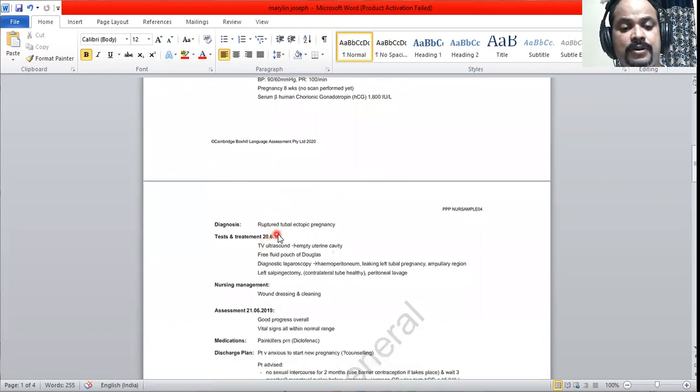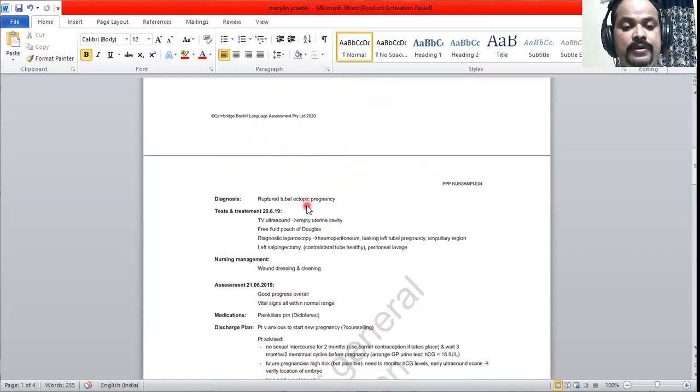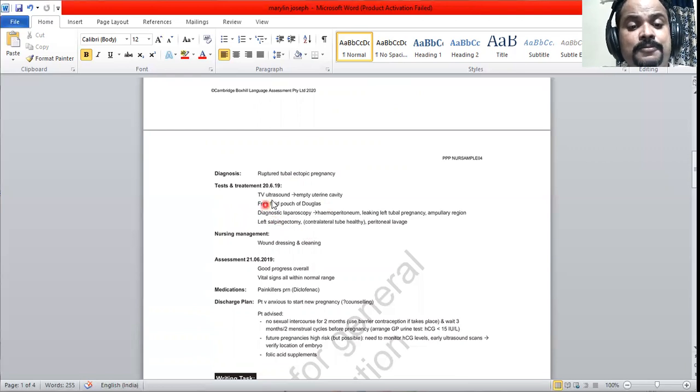And the diagnosis here is ruptured tubal ectopic pregnancy. So on the day of admission, the 20th, she came here. Transvaginal ultrasound showed an empty uterine cavity, nothing visualized in the uterine cavity. You can see free fluid in the pouch of Douglas. So we conducted this suspecting something. When we have free fluid in the pouch of Douglas and an empty uterine cavity, and we know that she's 8 weeks pregnant, then you'll be suspecting an ectopic pregnancy.